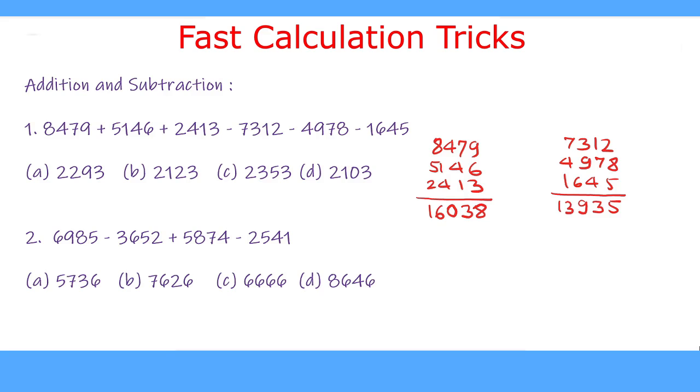Now 16,038 minus 13,935. 8 minus 5 is 3. 3 minus 3 is 0. 0 minus 9, so we carry 1. 10 minus 9 is 1. And 5 minus 3 is 2. And 1 minus 1 is 0. So our answer is 2103, which is option D.